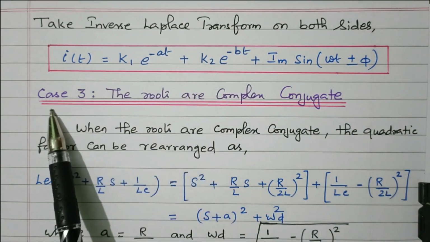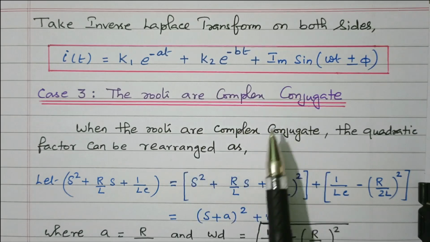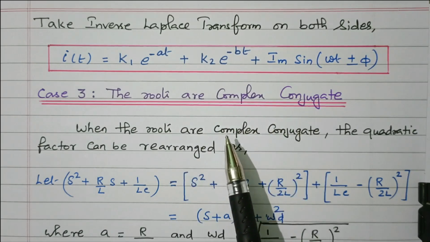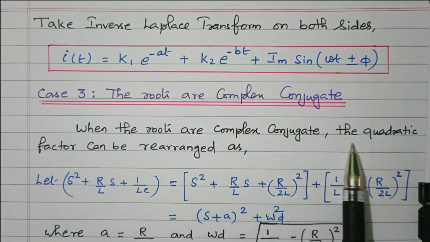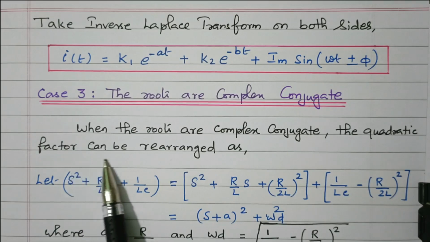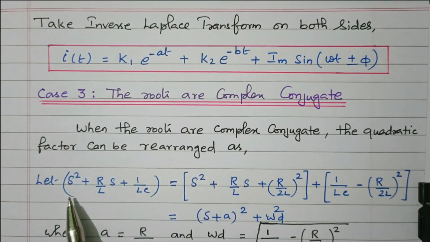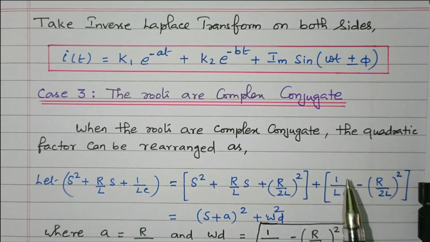Now we'll go to the third case. The roots are complex conjugate, right? Earlier two cases are real, here now complex conjugate. When the roots are complex conjugate, the quadratic factor can be rearranged as s square plus r by l s plus 1 by lc, which we can write as s square plus r by l s plus r divided by 2l the whole square, plus 1 by lc minus r by 2l the whole square. So this is nothing but s plus a the whole square plus omega d square, right?